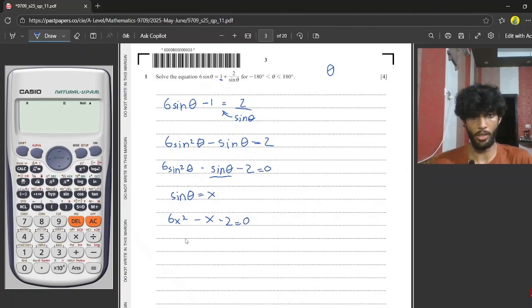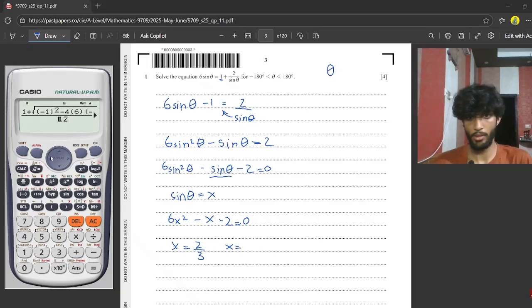We can use the quadratic formula, a bunch of other stuff, whatever you want. I'm just going to use the quadratic formula over here. So this is going to be minus b, and b happens to be negative 1, so it's just going to be 1 plus minus the square root of minus 1 squared minus 4 times 6 times c, which happens to be negative 2, divided by 2 times 6, which is 12. So this is going to be 2 by 3. X equals 2 by 3. And then x is also equal to, we can get the other answer if we change that sign to a negative, and we get negative 1 by 2.